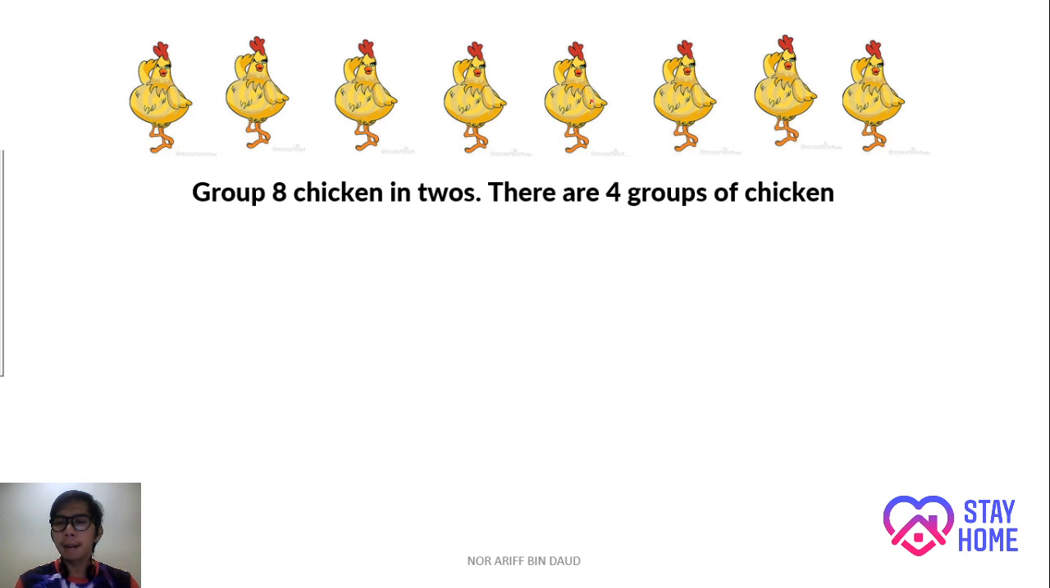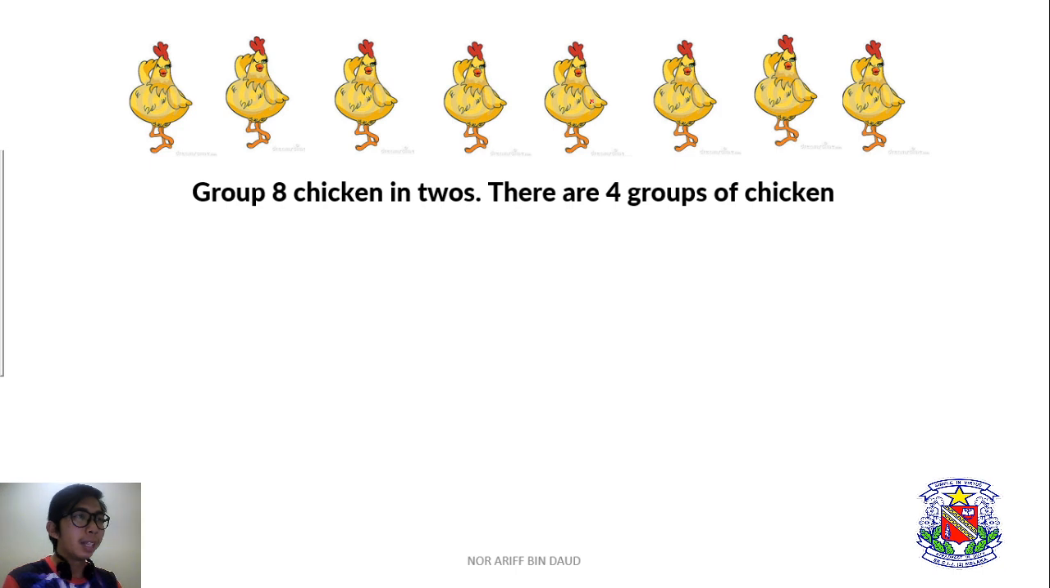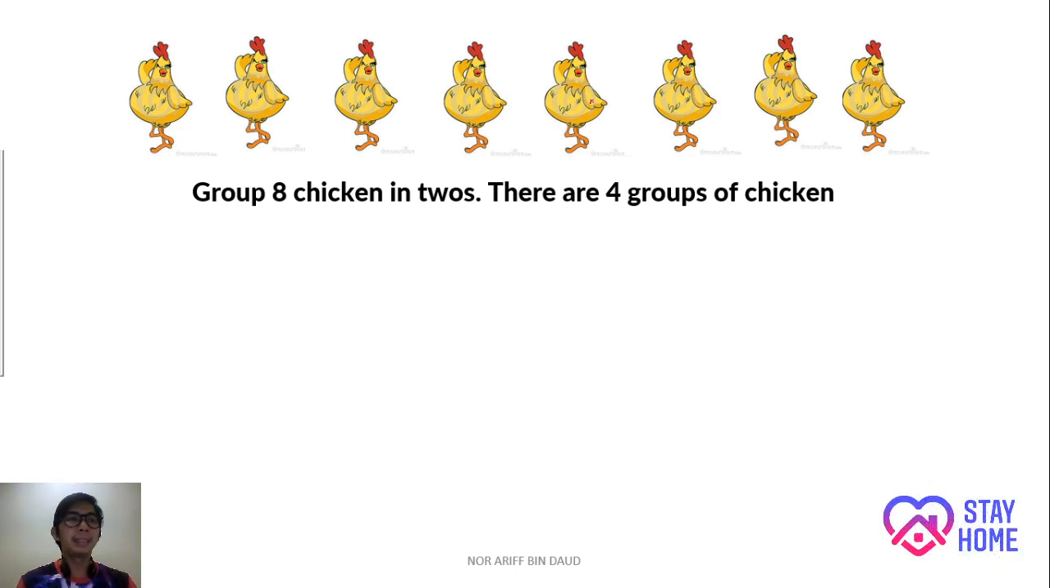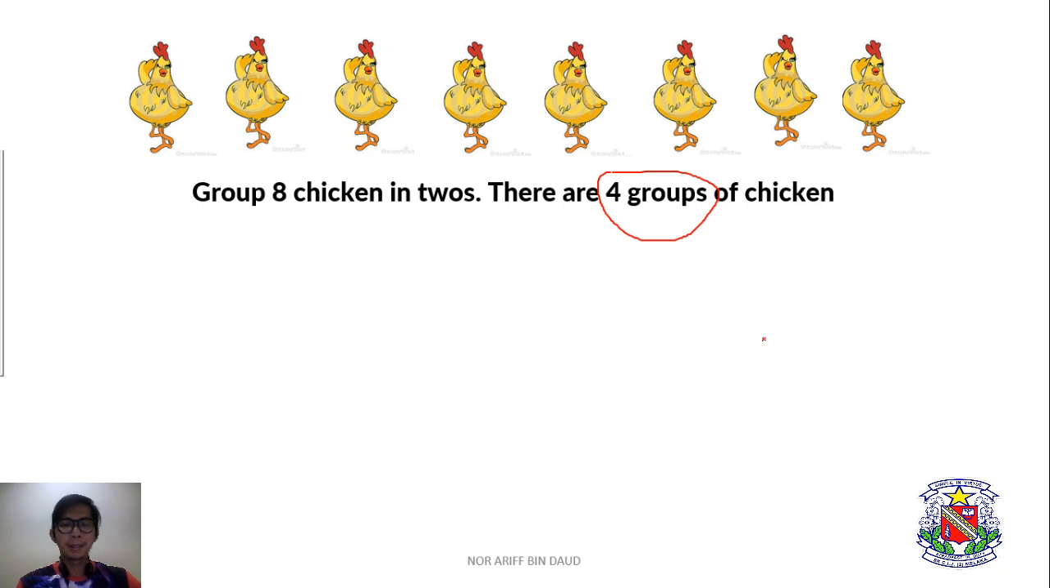Okay, group 8 chickens in 2s. They are 4 groups of chicken. I repeat, group 8 chickens in 2s, they are 4 groups of chicken. So that means we must have 4 groups of chicken. The first thing you must do is what? Okay, now we must do the groups first.